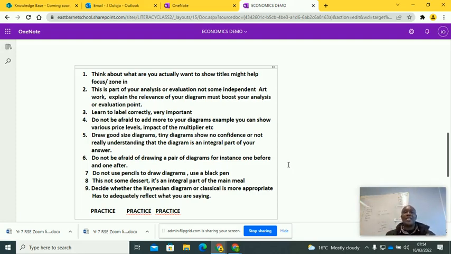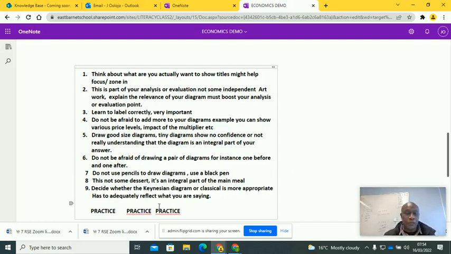A diagram has to be an integral part of the main meal, an integral part of your essay. It has to be part of your essay. It can't be just an afterthought. Okay, it can't be an afterthought. Joking aside, it has to be part of your essay. It cannot be an afterthought.